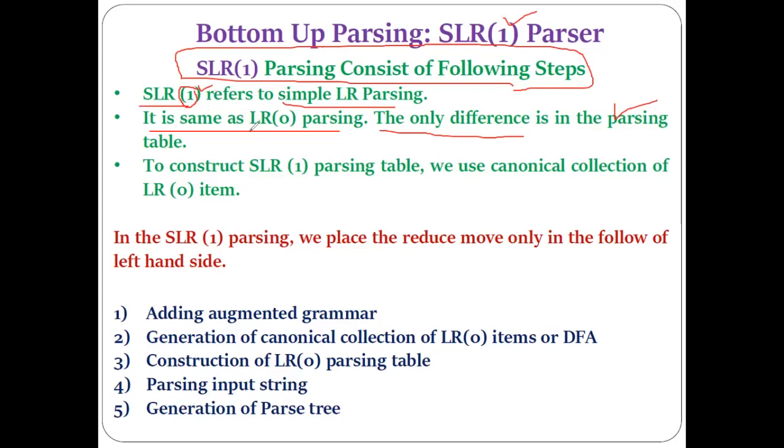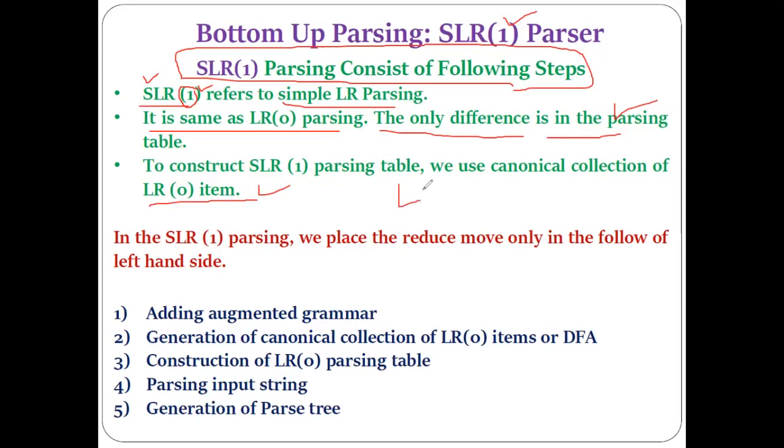What is the use of the look ahead symbol? Already I told you it indicates the next symbol which is to be parsed. The benefit of the look ahead pointer or look ahead symbol is that it gives the parser an idea in advance of which next symbol is to be parsed. That is the reason this parsing technique is referred to as SLR1. The only difference between SLR1 and LR0 is the way of constructing the parsing table. In case of the SLR parsing table, we have to utilize the canonical collection of LR0 items only.